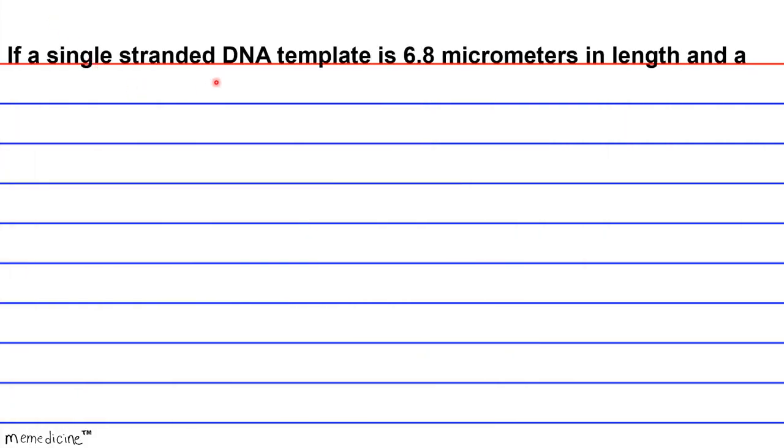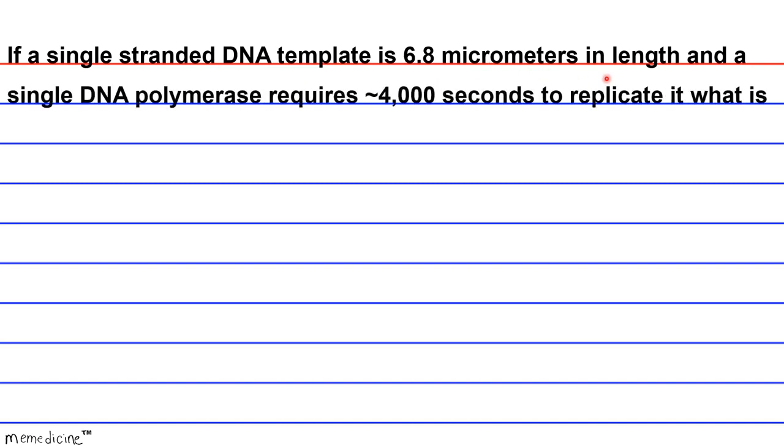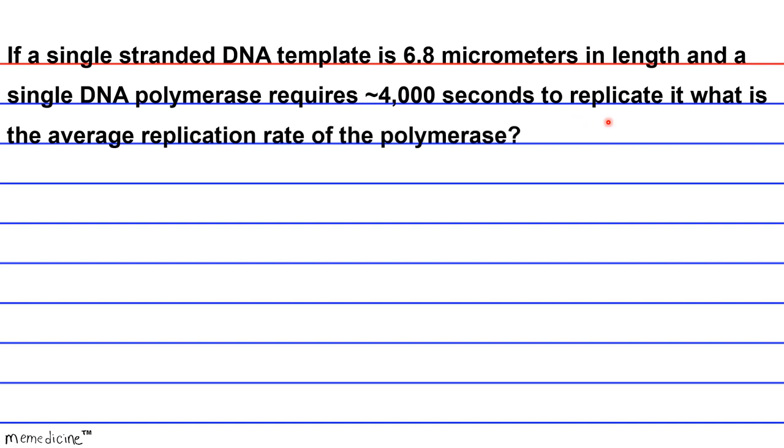All right. So if a single-stranded DNA template is 6.8 micrometers in length and a single DNA polymerase enzyme requires approximately 4,000 seconds to replicate it, what is the average replication rate of the polymerase enzyme? Is it going to be A, 5 base pairs per second, B, 1.4 times 10 to the third base pairs per second, C, 5.0 times 10 to the third base pairs per second, or D, 1.4 base pairs per second?